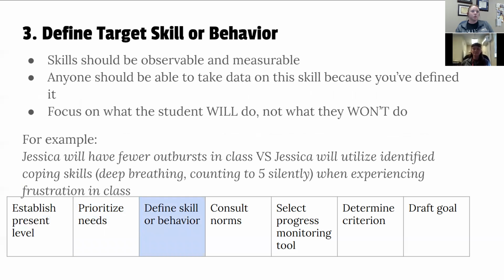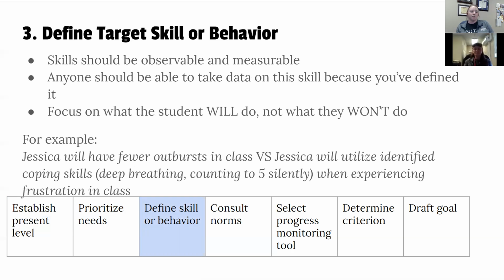The third step is to actually define that skill or behavior. So all of the skills we're measuring should be observable and measurable, and anybody should be able to take data on it because you've defined it and written out what it is. Always focus on what the student will do, not what they won't do.